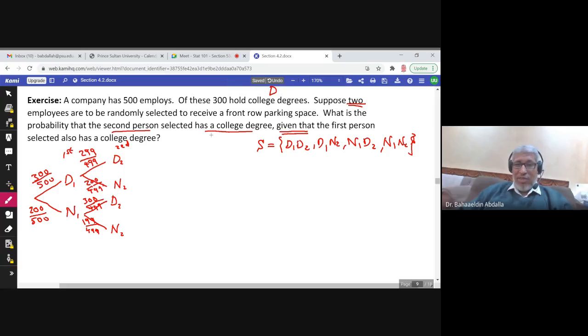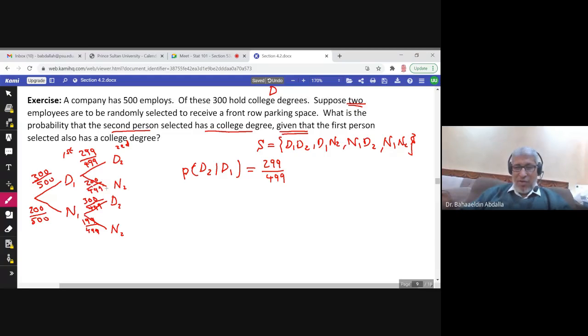So what is the question here? The probability that the second person has a college degree, so this is D2, given that the first person, D1, also has a college degree. So he is asking about this probability. And this probability is just this number, which is 299 over 499. So all of these four probabilities are conditional probabilities.